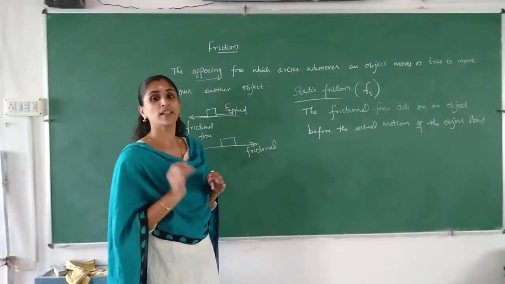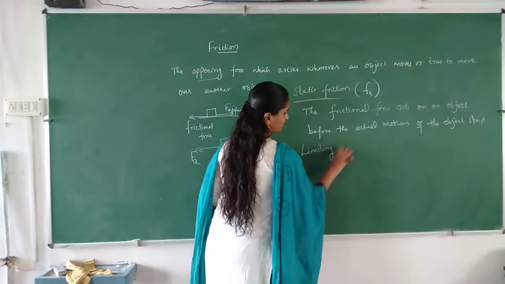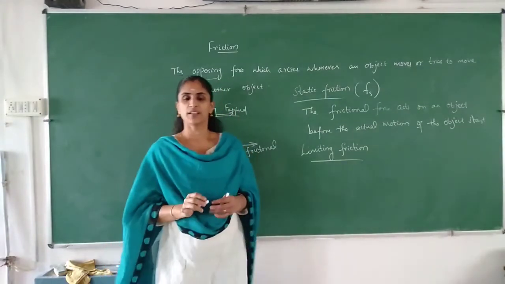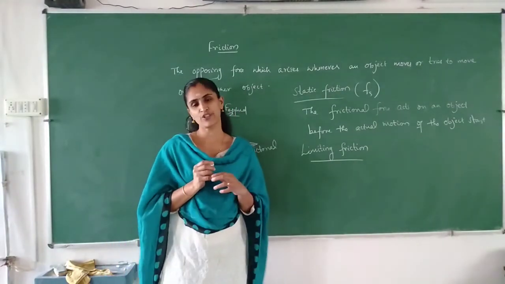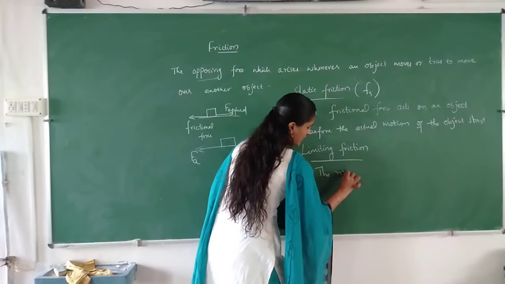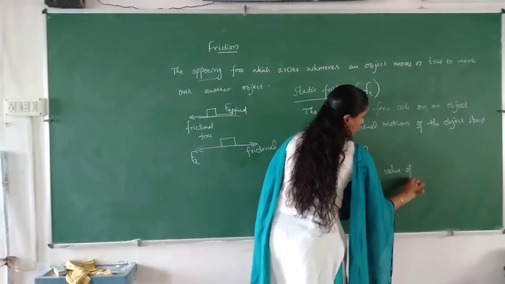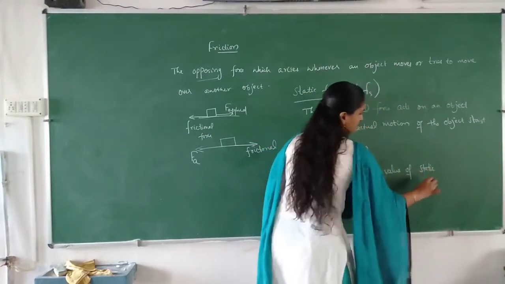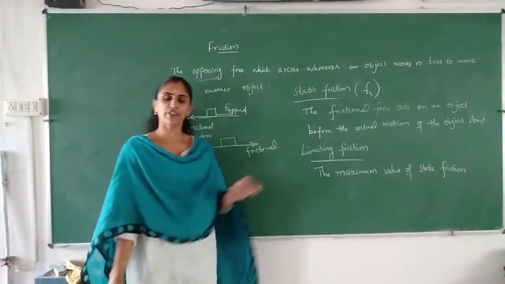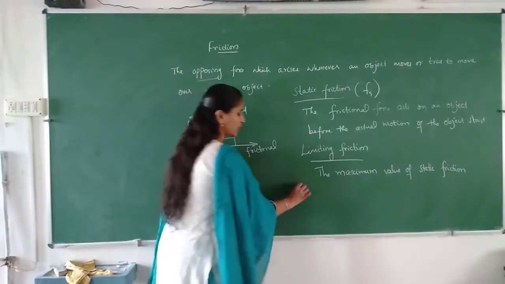And now we will discuss limiting friction. The maximum value of static friction is known as limiting friction. Okay. Limiting friction means the maximum value of static friction. The maximum value of static friction is known as limiting friction, and it is clear, no? And now we will discuss kinetic friction.